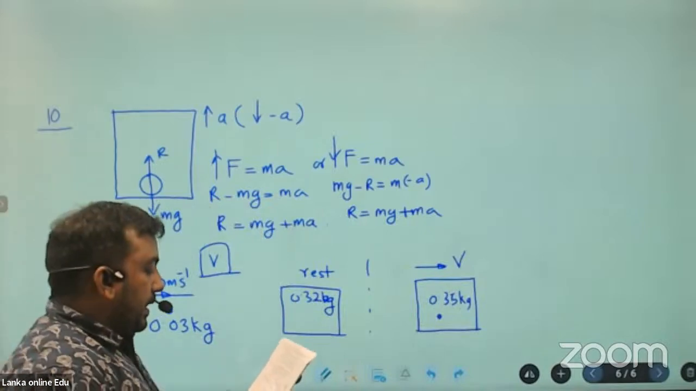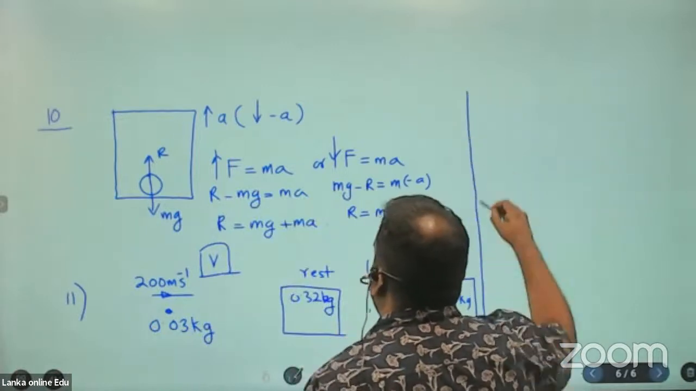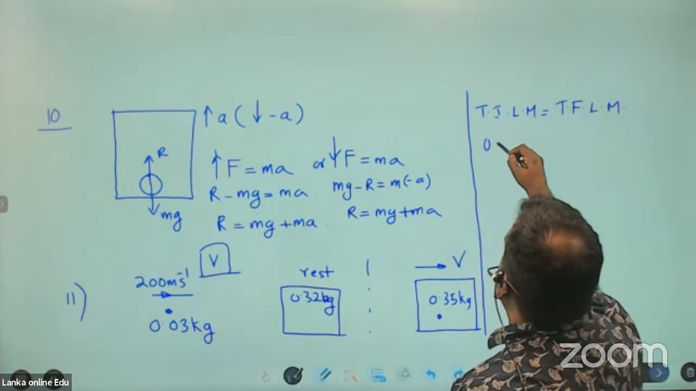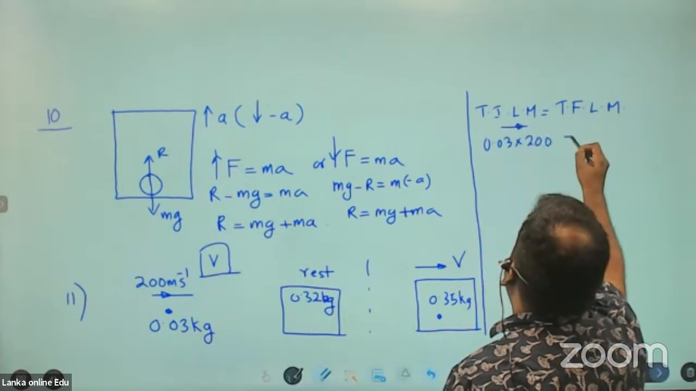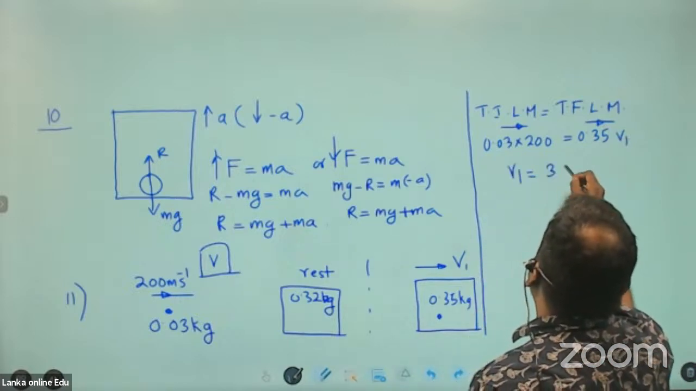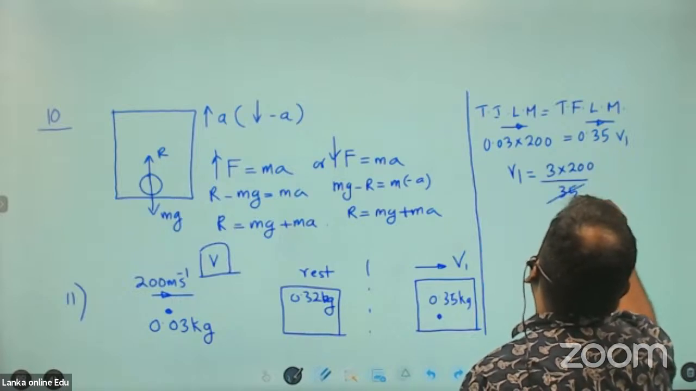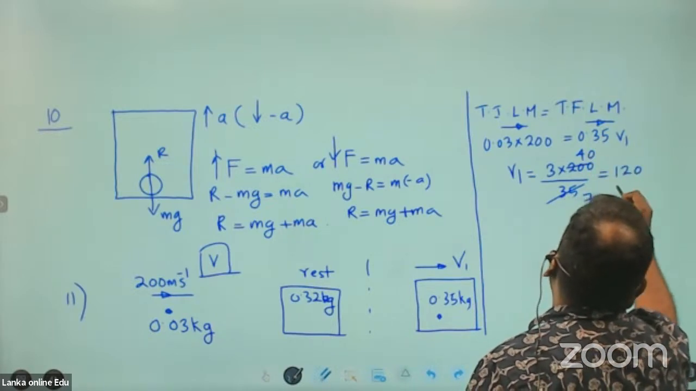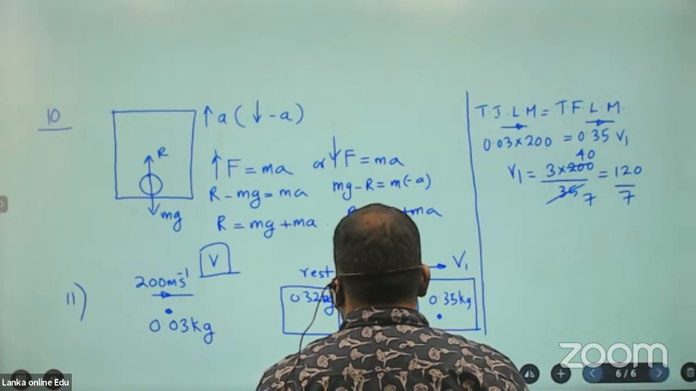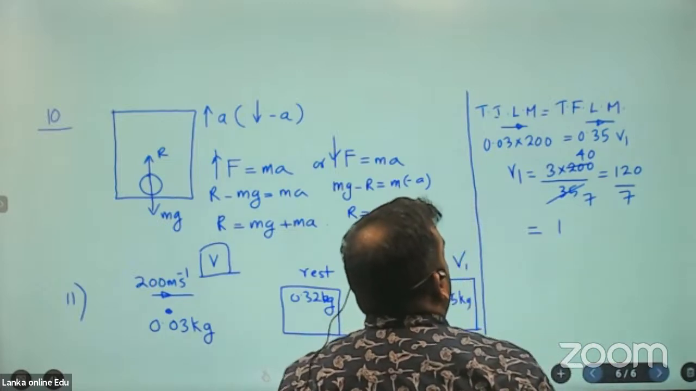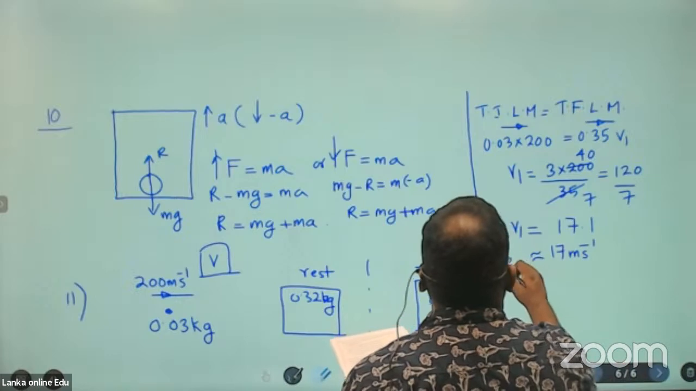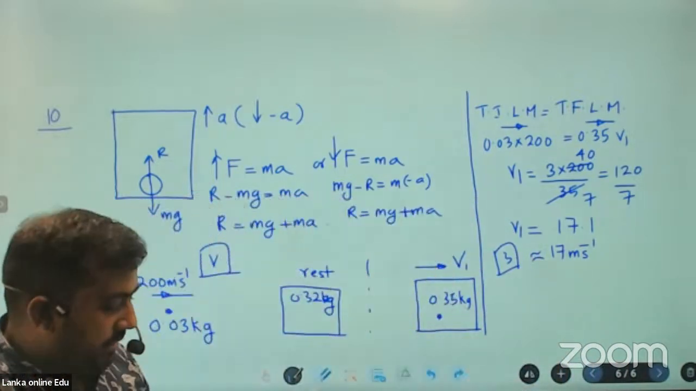What are they asking you? What is the final velocity of the compound object? So you should directly apply total initial linear momentum equals total final linear momentum. Initial is 0.03 multiplied by 200. Final is 0.35 multiplied by velocity V1. Simplify this: V1 is equal to 3 times 200 divided by 35, which is 120 divided by 7. So here you will get how much? V1 is approximately 17. 17 means answer number 3. So directly we are applying the law of conservation of linear momentum.